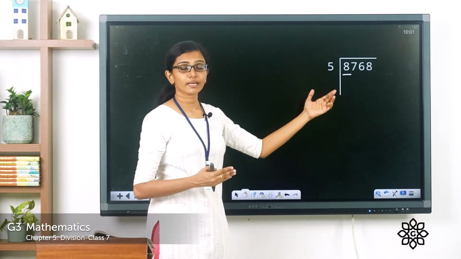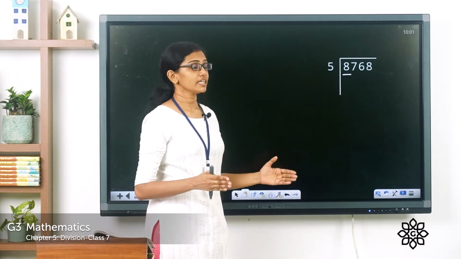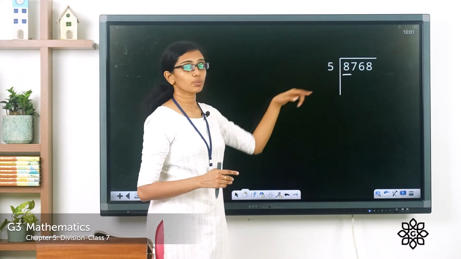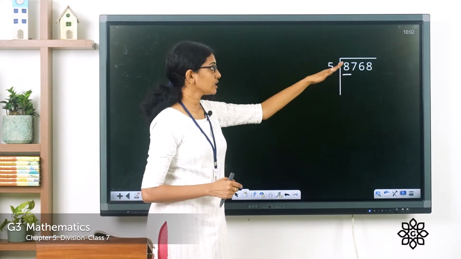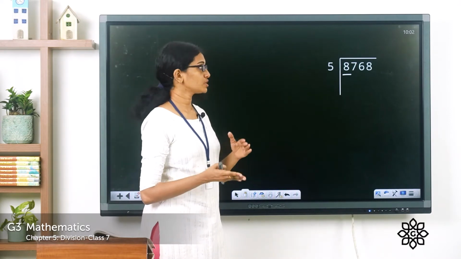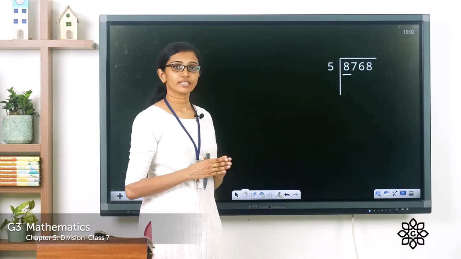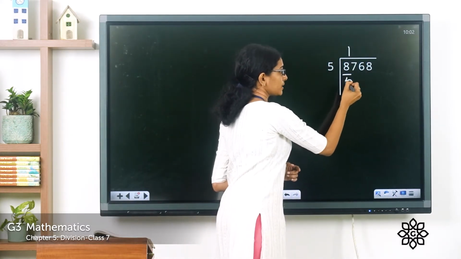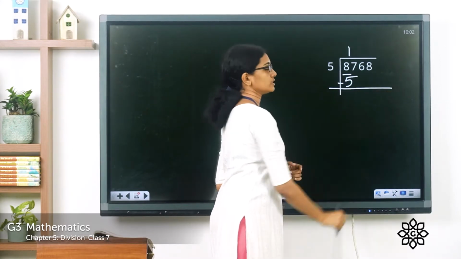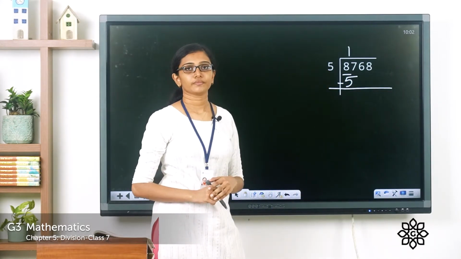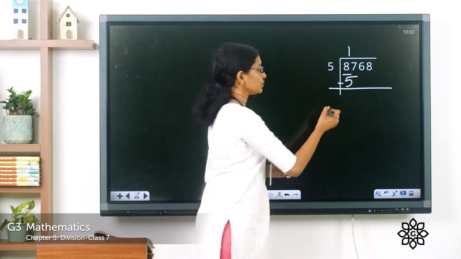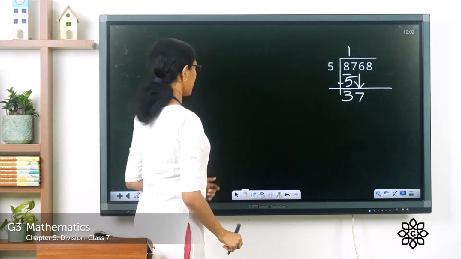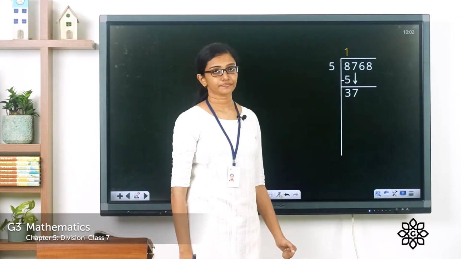So we have to recite the table of the divisor till we reach the same number or a number just less than the number we are considering. So right now we are considering 8 and we know 5 1's are 5, which is just less than 8, and hence we take 5 1's and write it here, and then 5 1's are 5, that we write here. Then subtract the numbers. 8 minus 5. What is 8 minus 5? That is equal to 3. Now bring down the next digit. Now we have the number 37 here.